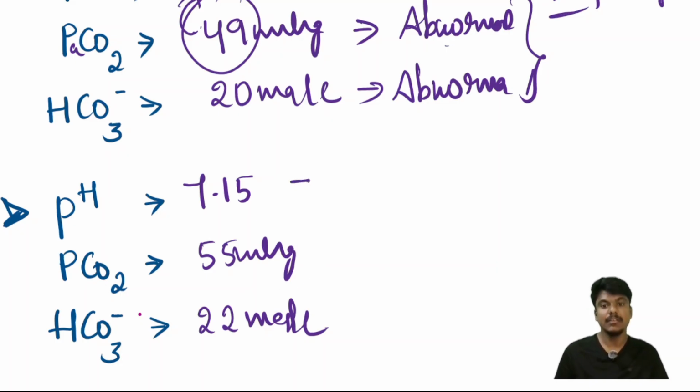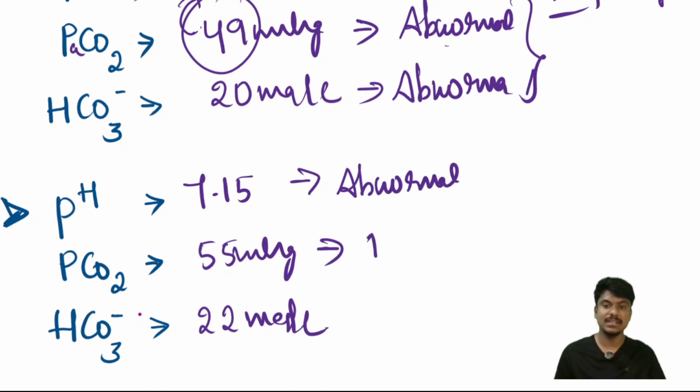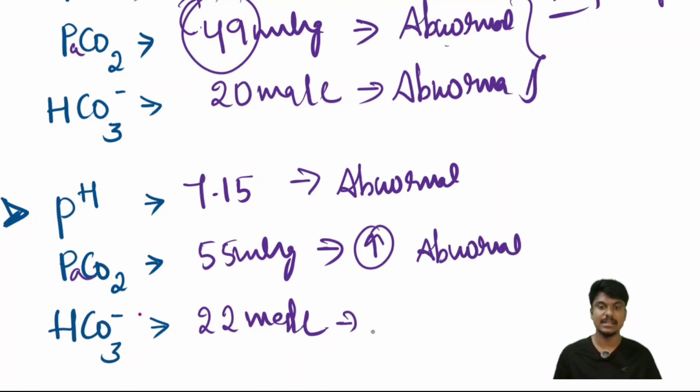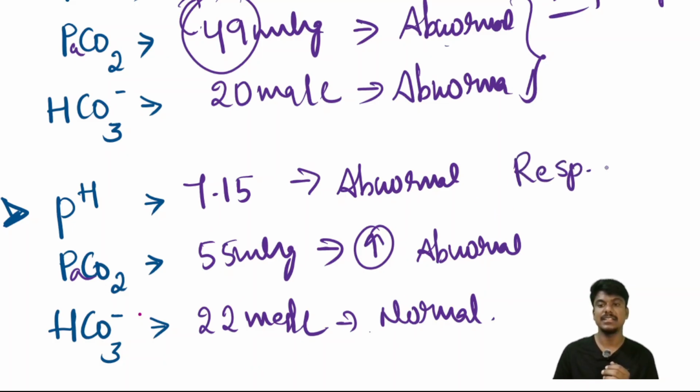Now what is happening? Your pH is abnormal, and PCO2 is increased now. PCO2 increased means PaCO2 is increased, so it is abnormal. And your kidney level of bicarbonate is normal, 22 is normal. What is happening here is there is an acidosis. Respiratory acidosis is there.